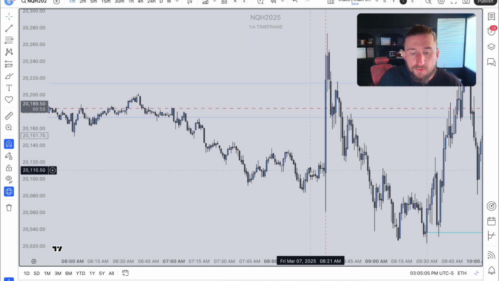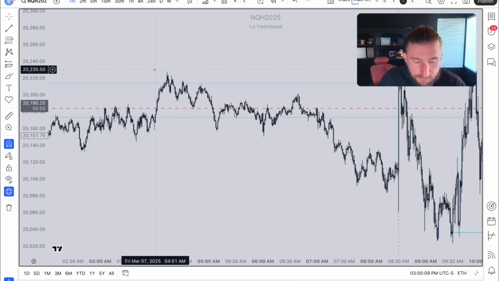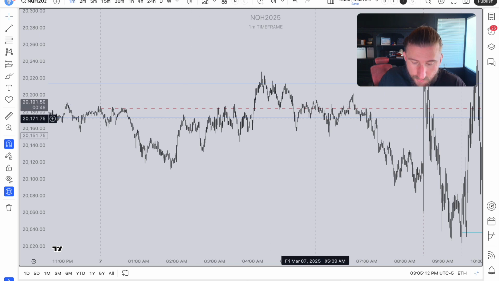Now, where did this move? Well, where did it move into? That's the real question. We see that we swept out London highs. We went above midnight open, as well as the new day opening gap.